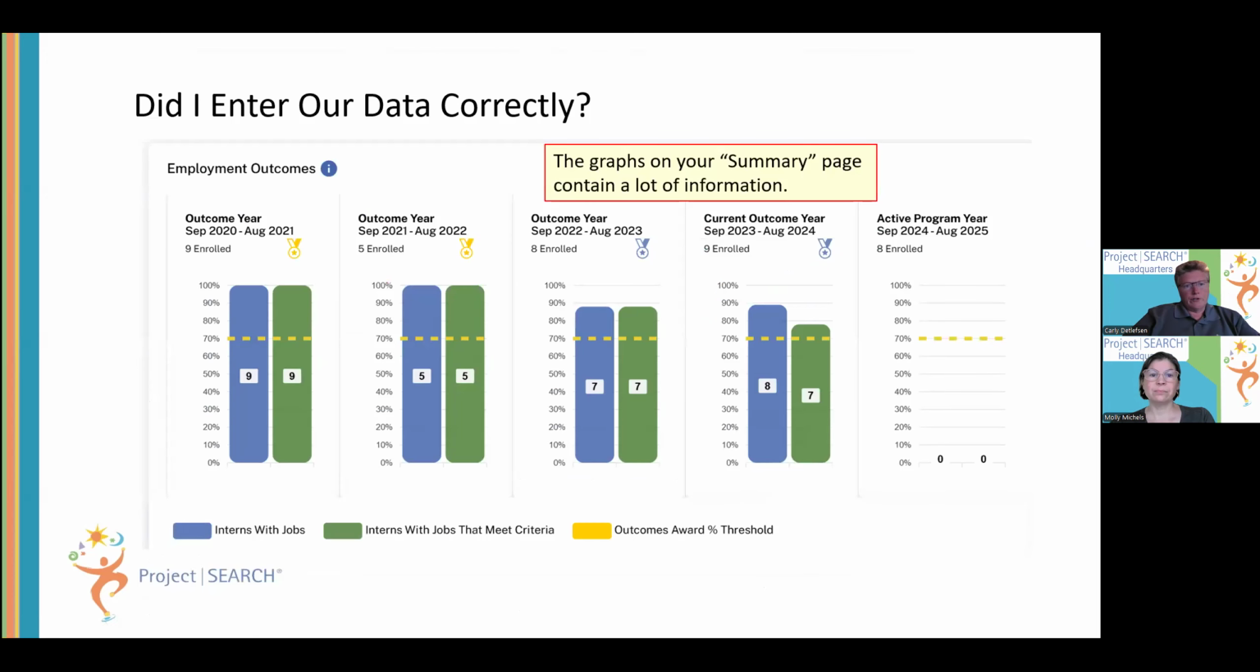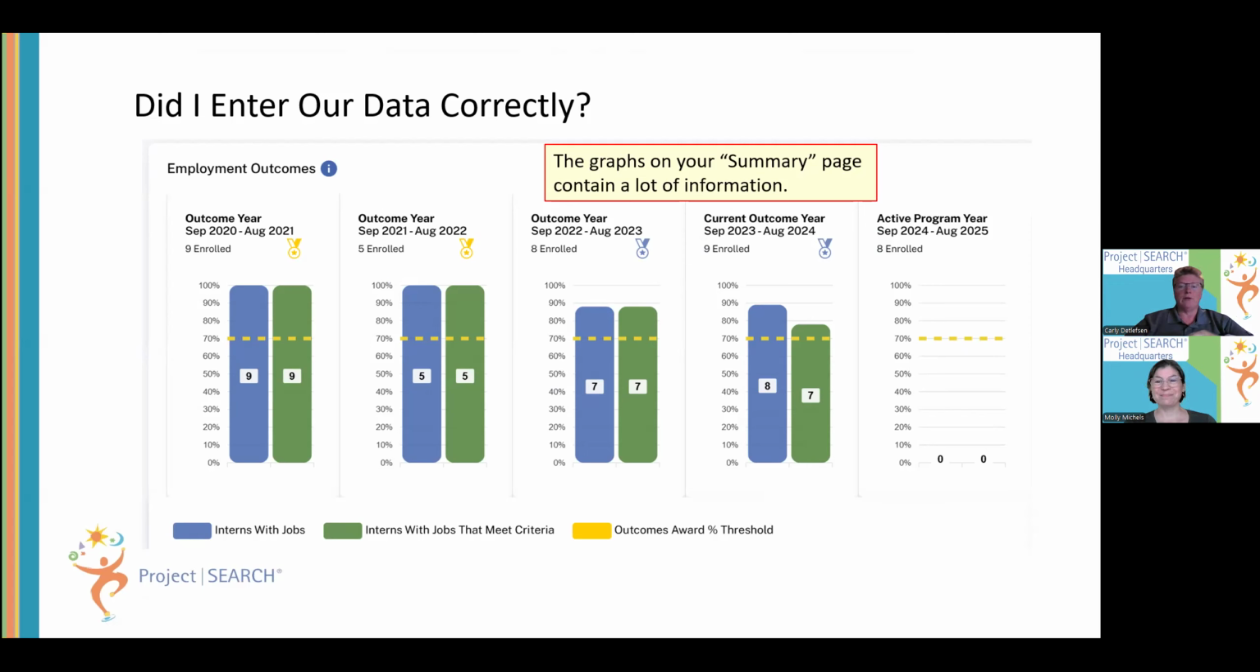So, how do you know if your data is entered correctly? On your summary page, you're going to have a graph at the very top. If you're a program that's been around for at least 5 years, you will see 5 years worth of data graphs at the top of your summary page. If you're a program that's only been open for maybe 2 or 3 years, those are the only program years you would see at the top.